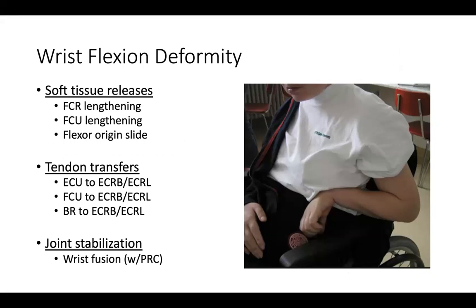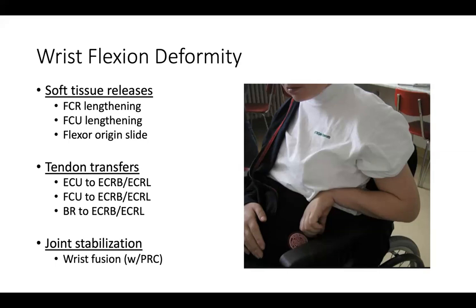For wrist flexion deformity, if this deformity is severe, patients can have problems with personal care or hygiene, and function, obviously, and appearance are all negatively affected. For patients who are younger, and the contracture is not as severe and they still have some passive motion, tendon transfers are a good option. But the longer the contracture has been present, the more fixed it becomes. Joint stabilization, such as wrist fusion, is a better option.